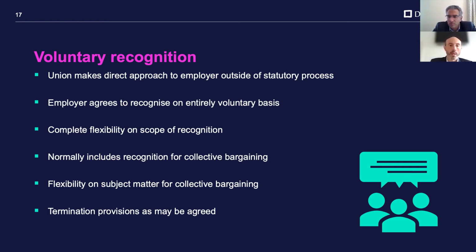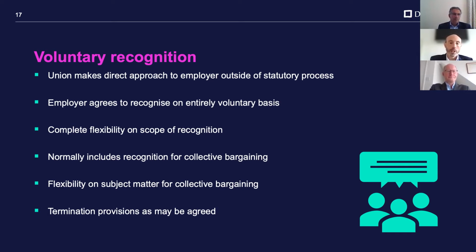The first one being what we call voluntary recognition. So this falls completely outside of any statutory scheme or process. And effectively, it is exactly as described. It is voluntary recognition. So the union would make a direct approach to the employer, so not part of a formal statutory request or anything like that. It simply approaches the employer and asks or puts in the request to be recognised by that employer. And then it is open to the employer and the union to agree recognition on an entirely voluntary basis.